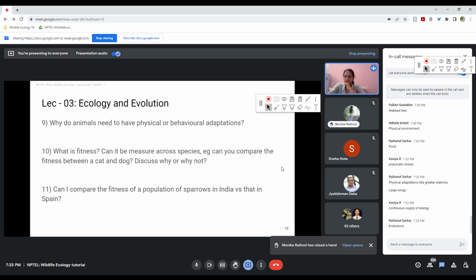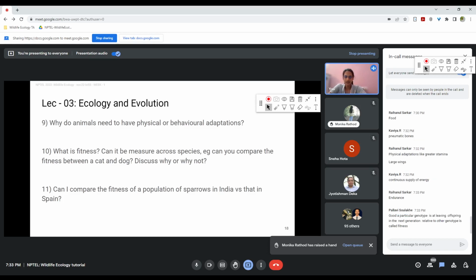All right. So could someone tell me what is fitness? I think we already discussed this briefly, but what exactly is fitness? And can it be measured across species? Can you measure a fitness between a cat and a dog? And with whatever your choice of answer is, could you please tell me if you can compare the fitness between a cat and a dog or not?